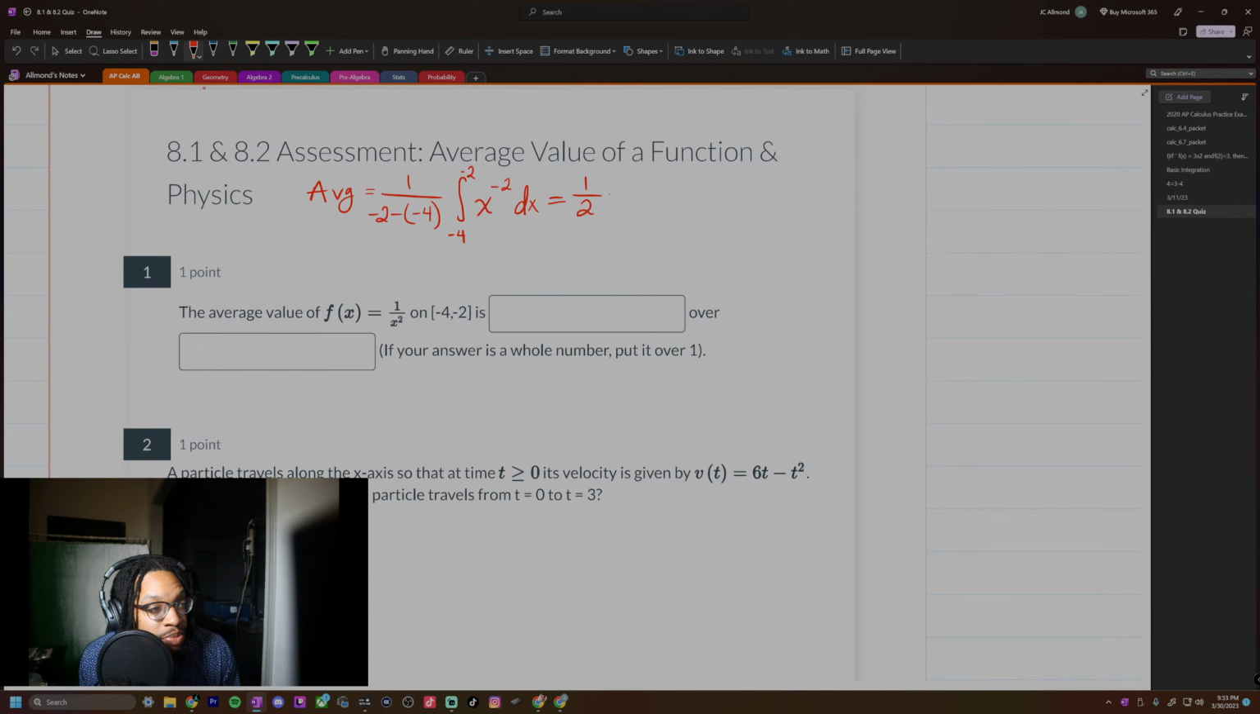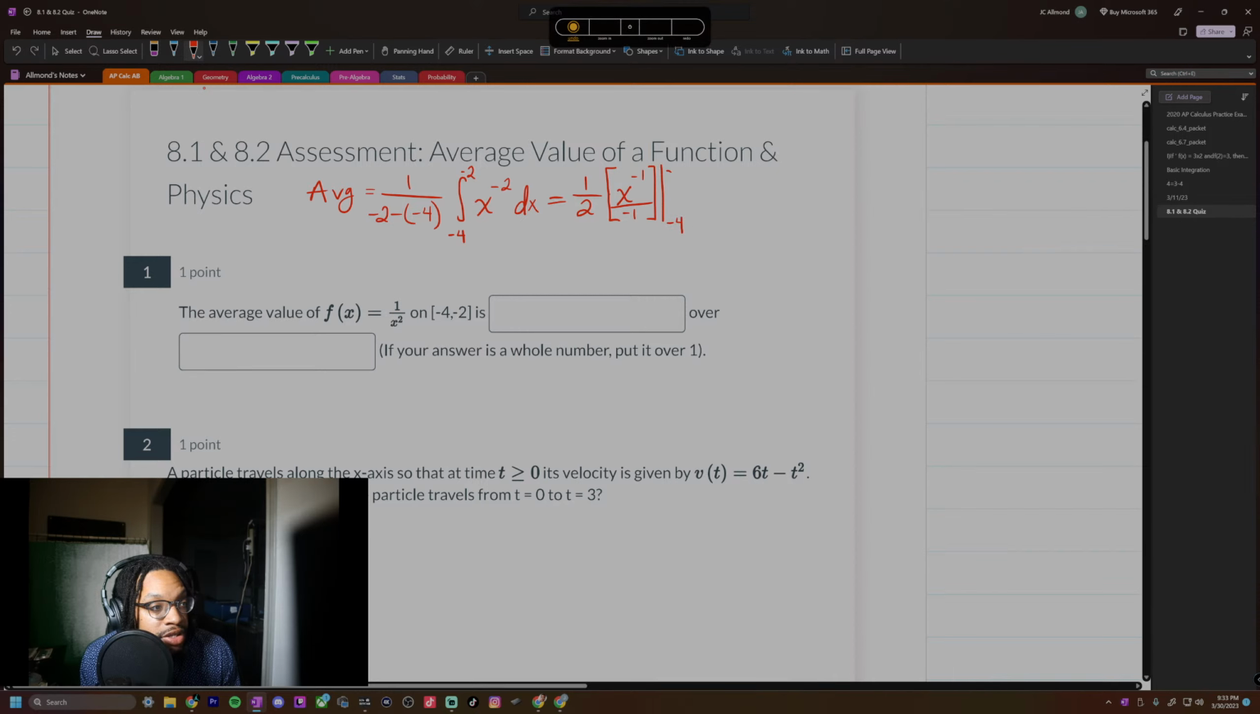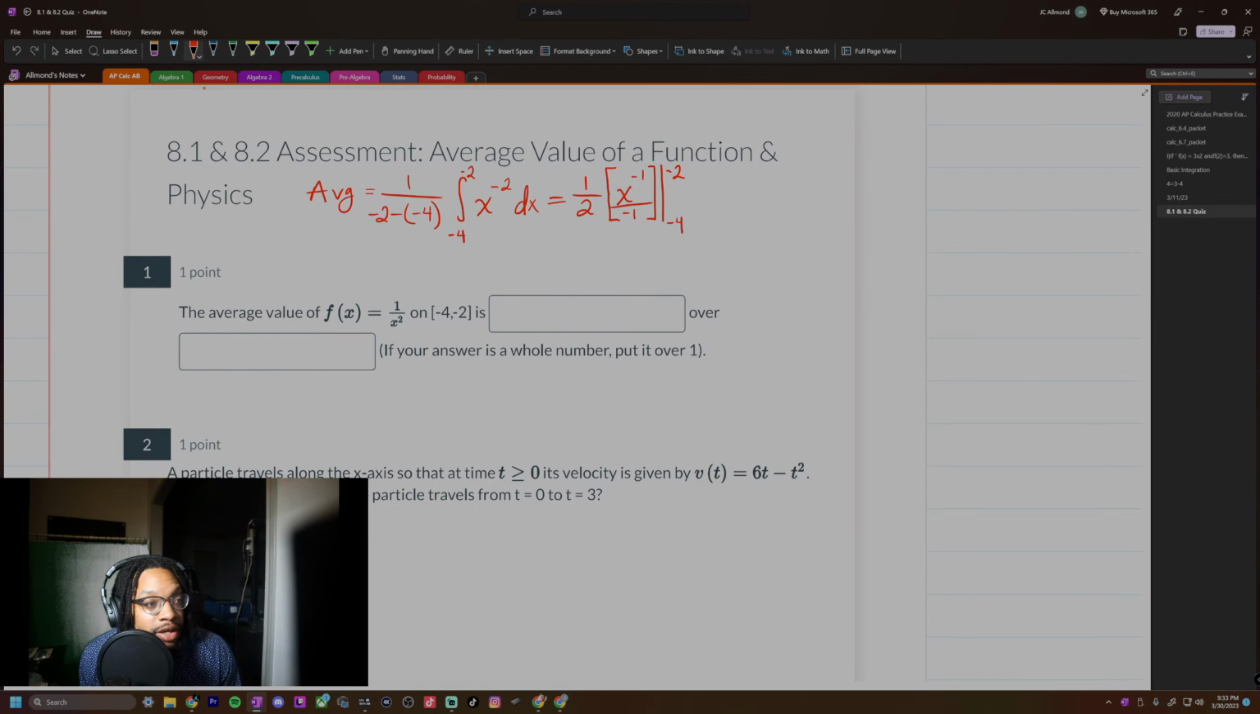So 1 over 2 times, now the integral of x to the -2. I'm going to use reverse power rule. So I'm going to add 1 to the exponent and then divide by that new exponent. And then I'm going to evaluate that from -4 to -2. Okay, reverse power rule. Add 1 to the exponent and divide by that new exponent. Taking a number to the power of -1 is kind of weird. So I'm going to write it like this.